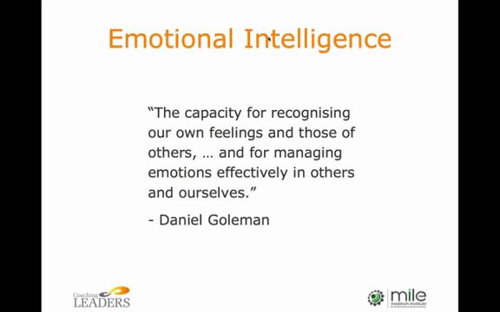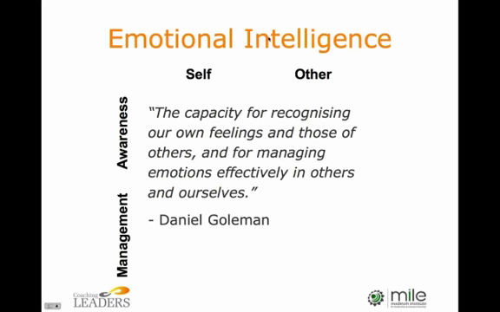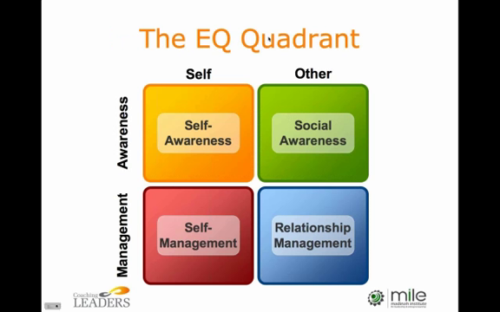So you'll see that there's two components which it identifies. One is being awareness, being aware of emotions, and the other one is management, being able to manage those emotions. And each of those can be applied to emotions in yourself and also to being aware of and managing emotions in other people. So that gives us this nice quadrant structure with 4 parts or 4 competencies to emotional intelligence.